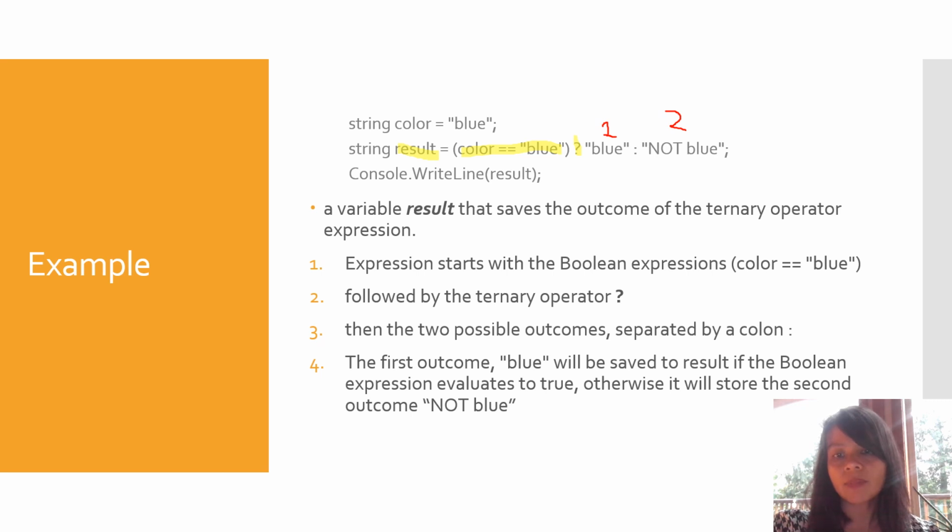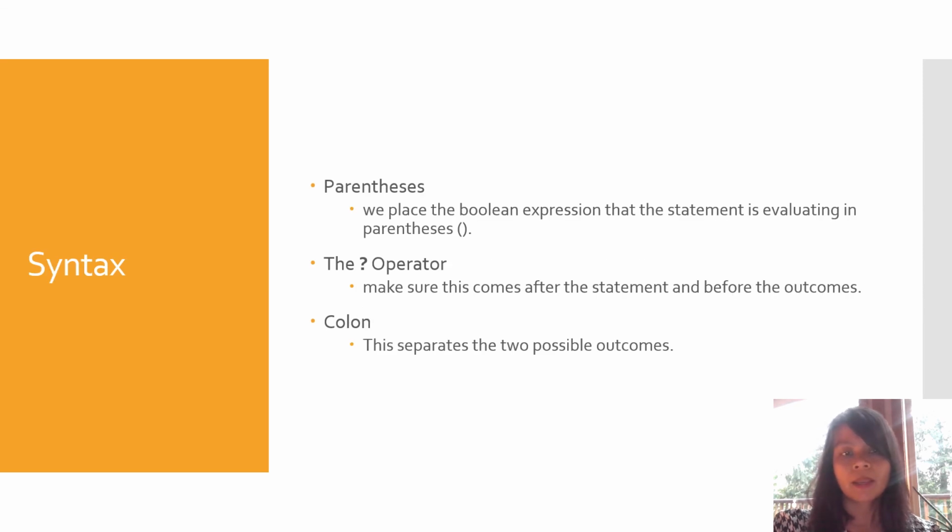The first outcome would be saved to result if the expression evaluates to be true. If it's true, it would be the first outcome. Otherwise, it will store the second outcome. If it's not true, then it will store the second outcome, not blue. So true is the first one, and if it's not true, it's the second one, and they are separated by the colon.